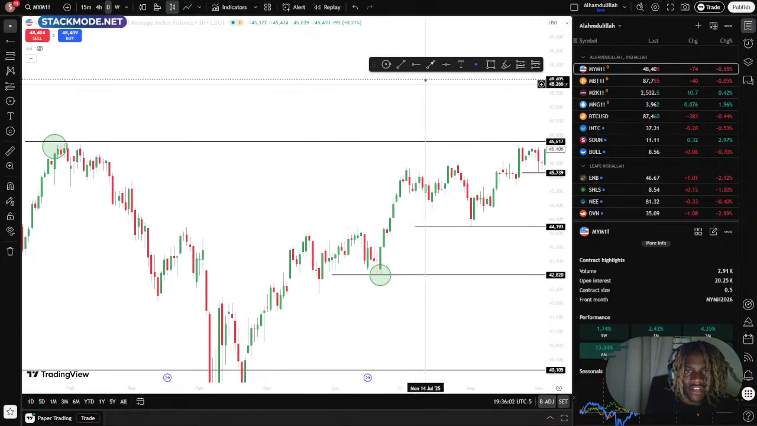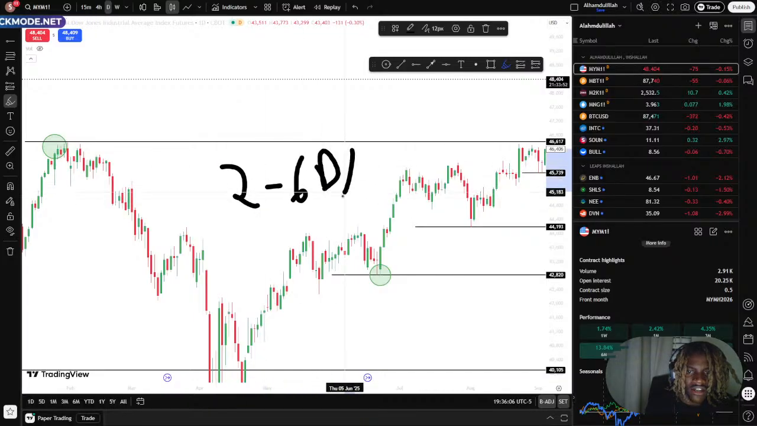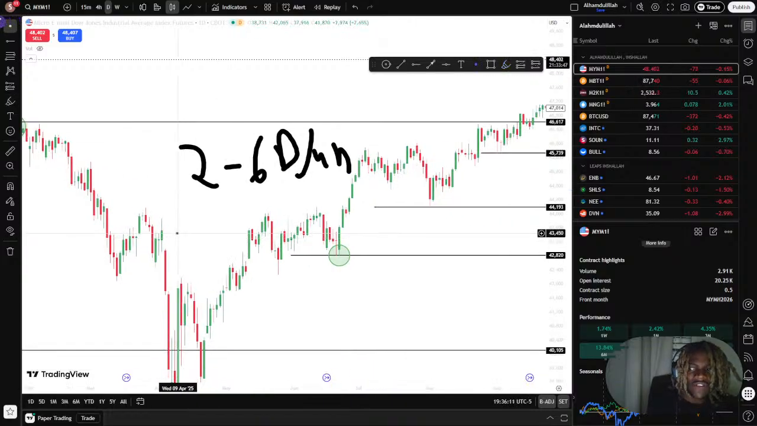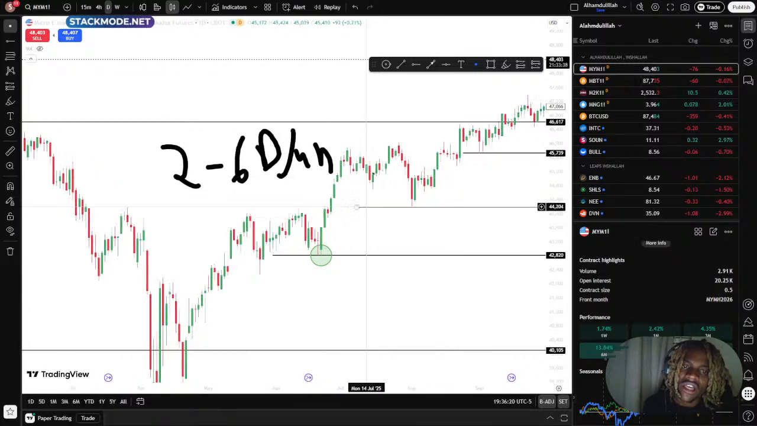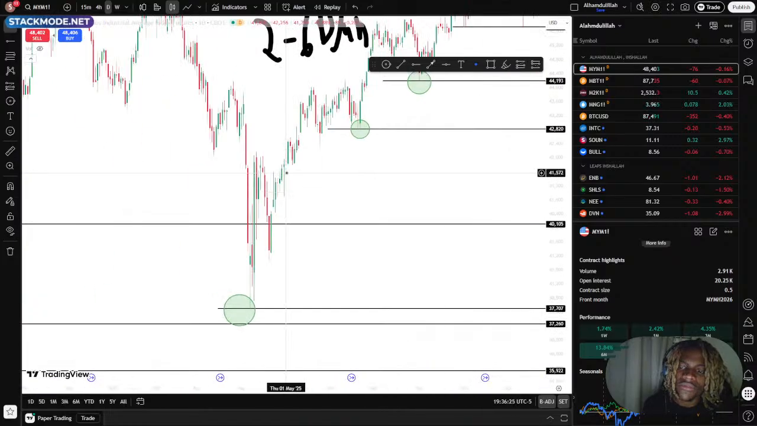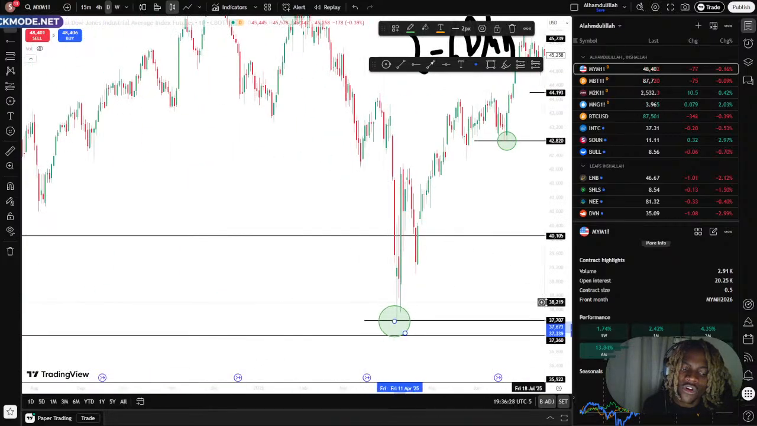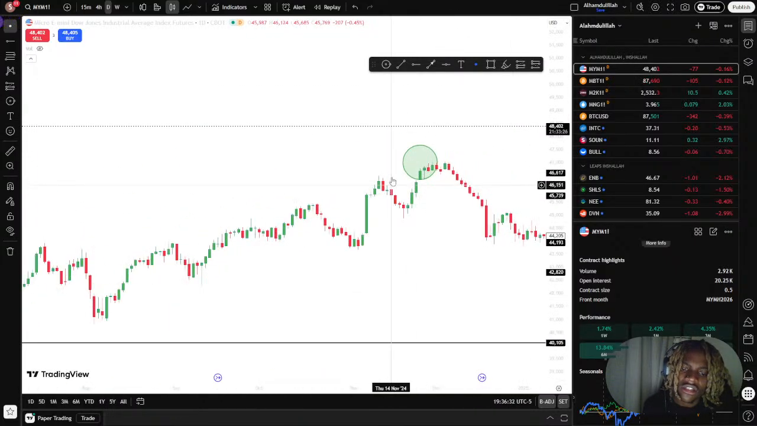And ideally, you're going to be looking for around 2 to 6 daily or 4-hour candlesticks after an area of support was created. If you see 2 to 6 daily or 4-hour candlesticks going in an upwards direction after it makes an area of support, then that's how you know it's going to be true. Okay, and you want to be looking on your daily or your 4-hour, and you're going to be looking for 2 to 6. So even take this low right here, for example.